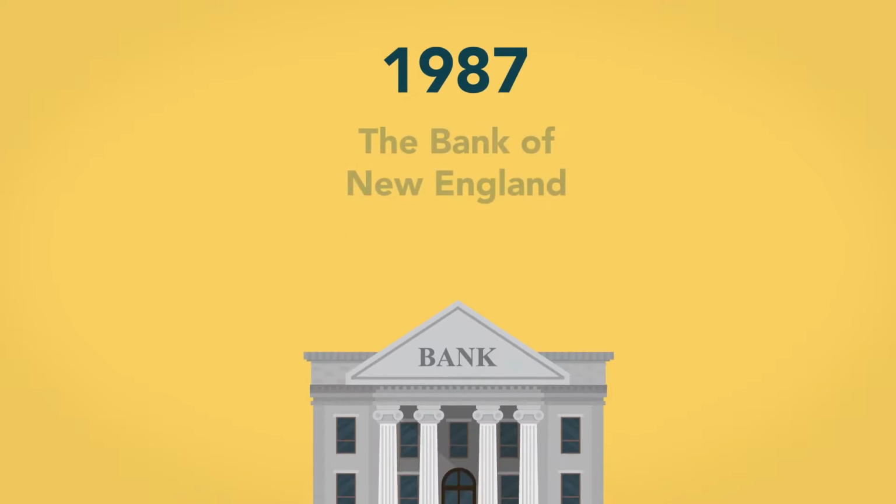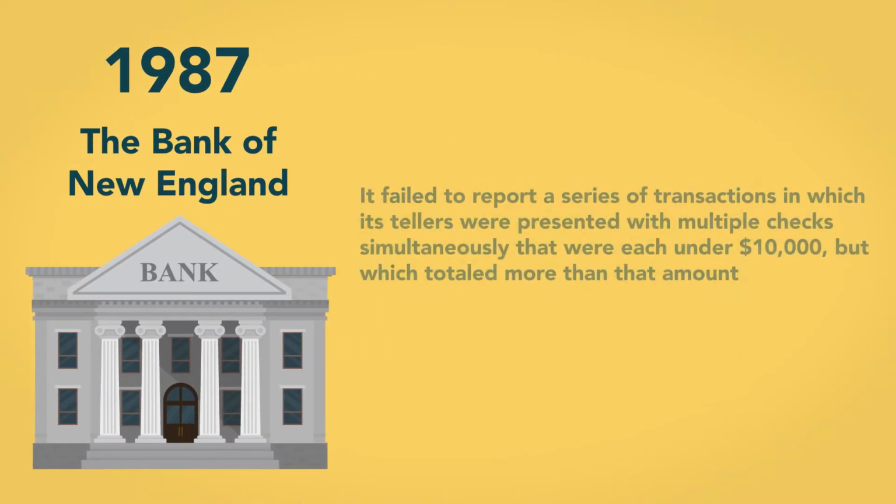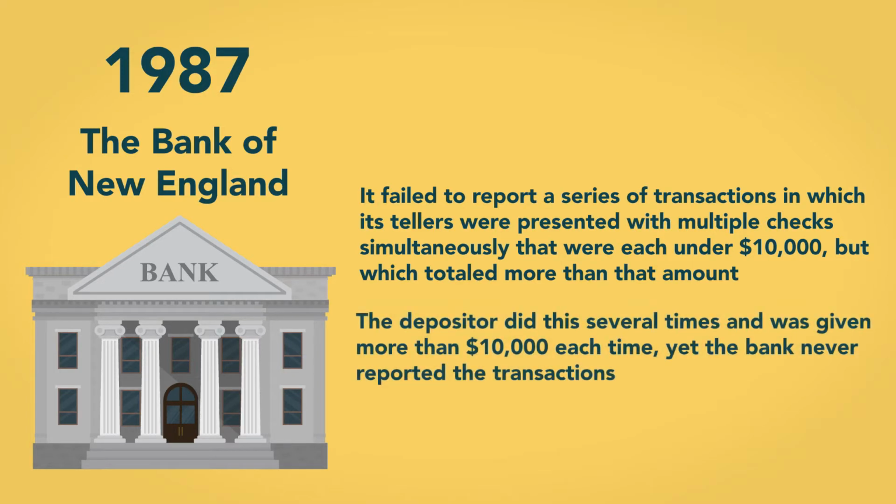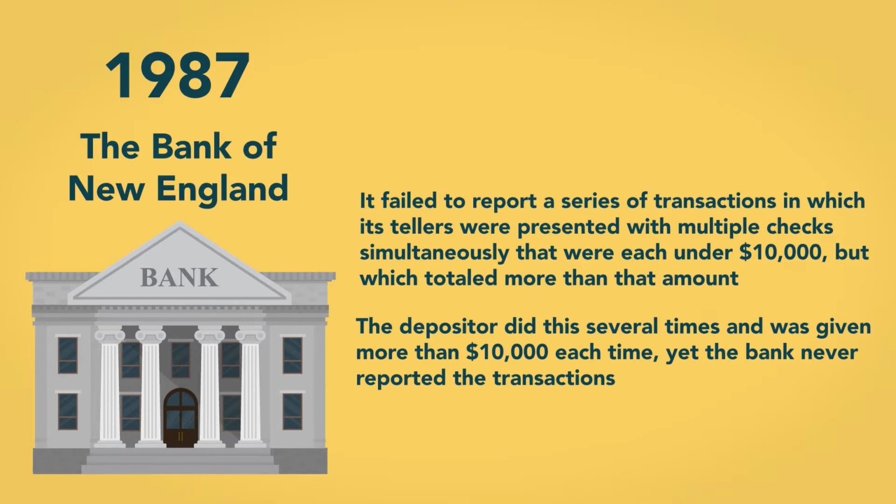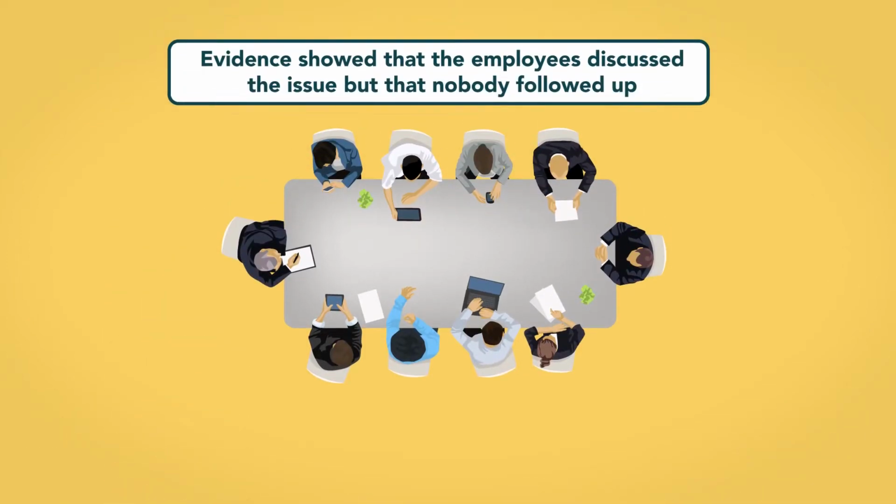In 1987, the Bank of New England was convicted when it failed to report a series of transactions in which its tellers were presented with multiple checks simultaneously that were each under $10,000, but which totaled more than that amount. The depositor did this several times and was given more than $10,000 each time, yet the bank never reported the transactions. Evidence showed that the employees discussed the issue, but that nobody followed up.